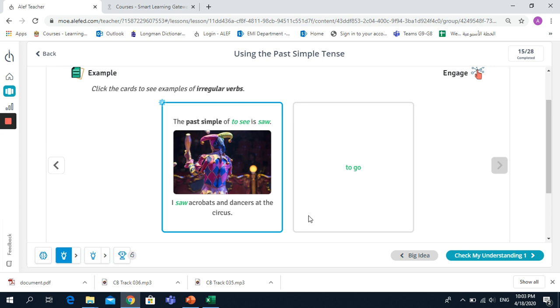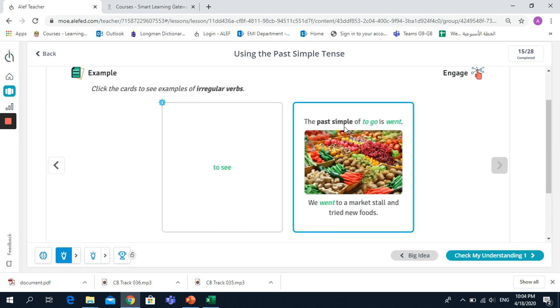Example, every day I go with my family to the mall. What about the past tense from go? Correct. The past tense from go is went. Let's go to this example. The past tense of to go is went. We went to a market stall and tried new foods. So as you see here, the past tense is went.